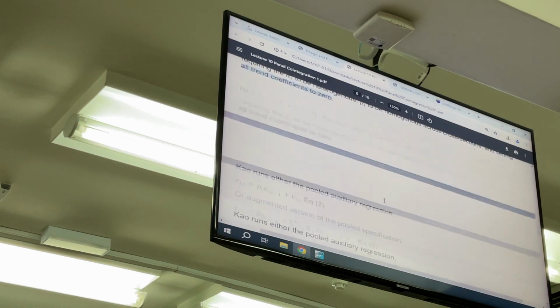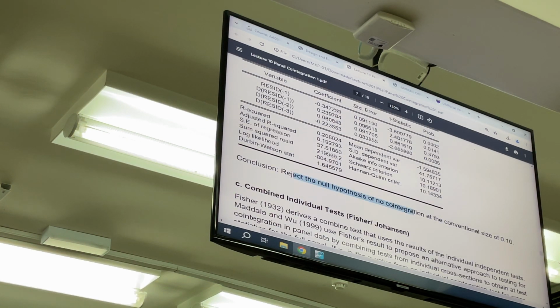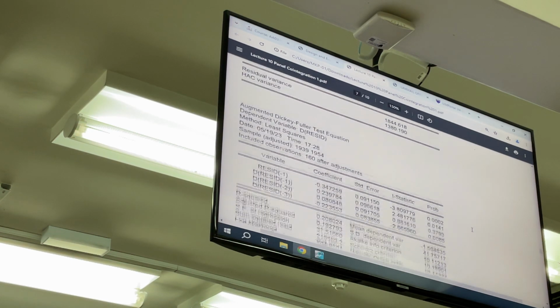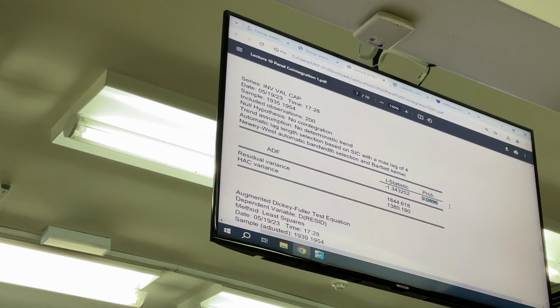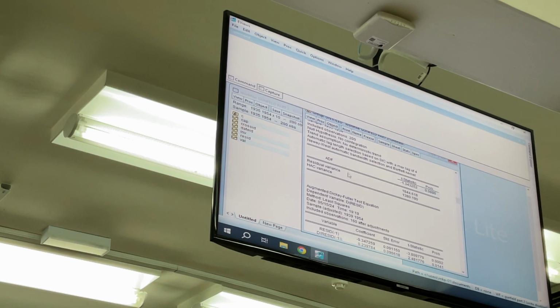So what can you conclude from the result here? Reject the null of no cointegration in the long run at 10% significance. Then how about 5%? If you base on 5%, then there is no cointegration. If you base on 10%, there is cointegration. So there is a difference here.